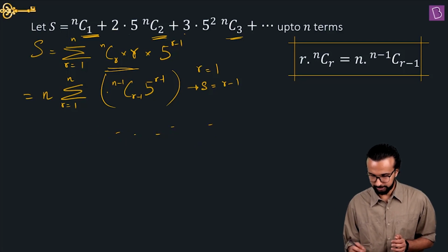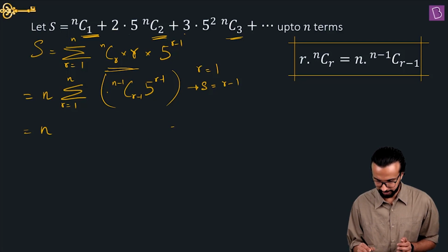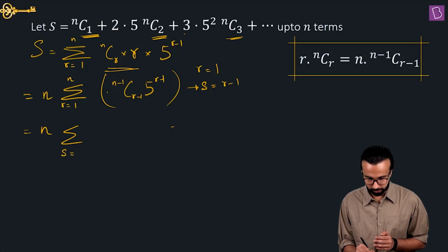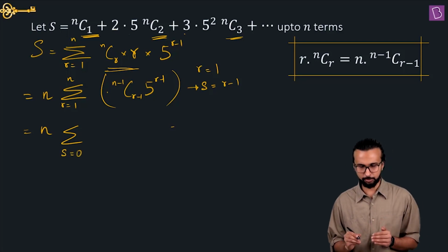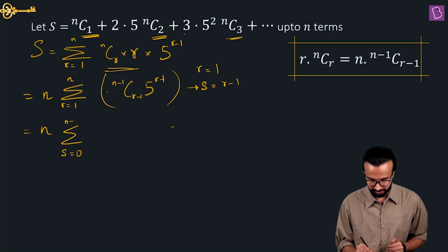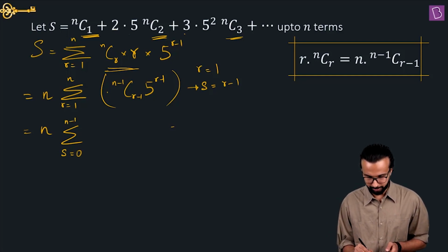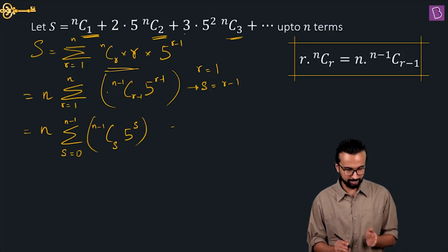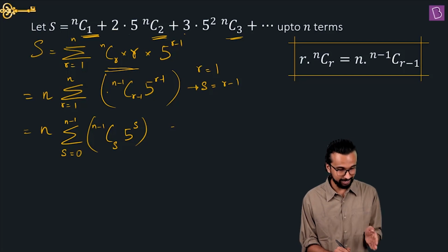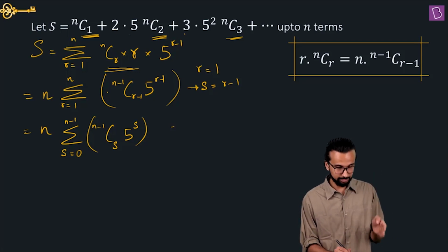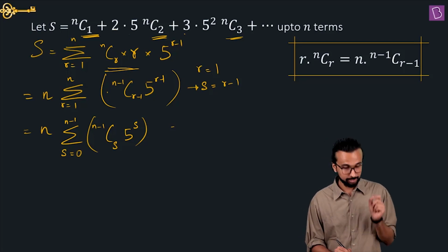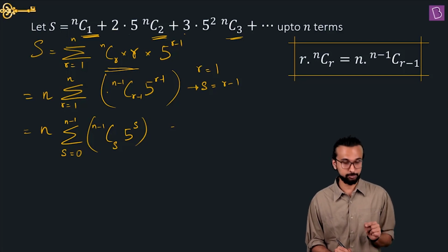Alright. So this becomes n into sum, r equal to 1 to n. So, when r is equal to 1, what will the value of s be? s will be equal to 0. And then when r is equal to n, what is the value of s? It becomes n minus 1. Instead of r minus 1, I'll put s, into 5 power s. Alright. This should at least look familiar to you. When we open that, we get the same thing: n minus 1 C0 5 raised to 0 plus n minus 1 C1 5 raised to 1 and so forth. Alright, that sum comes up to nothing but 1 plus 5 raised to n minus 1.